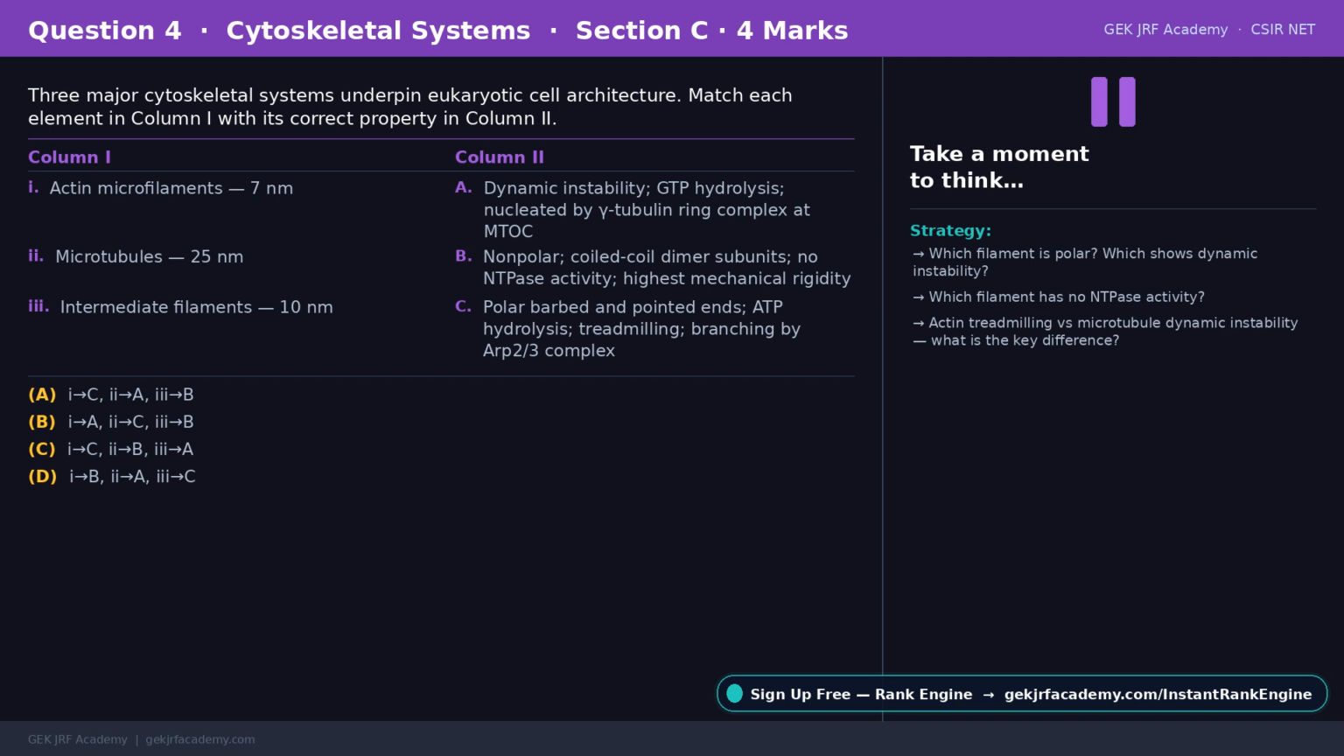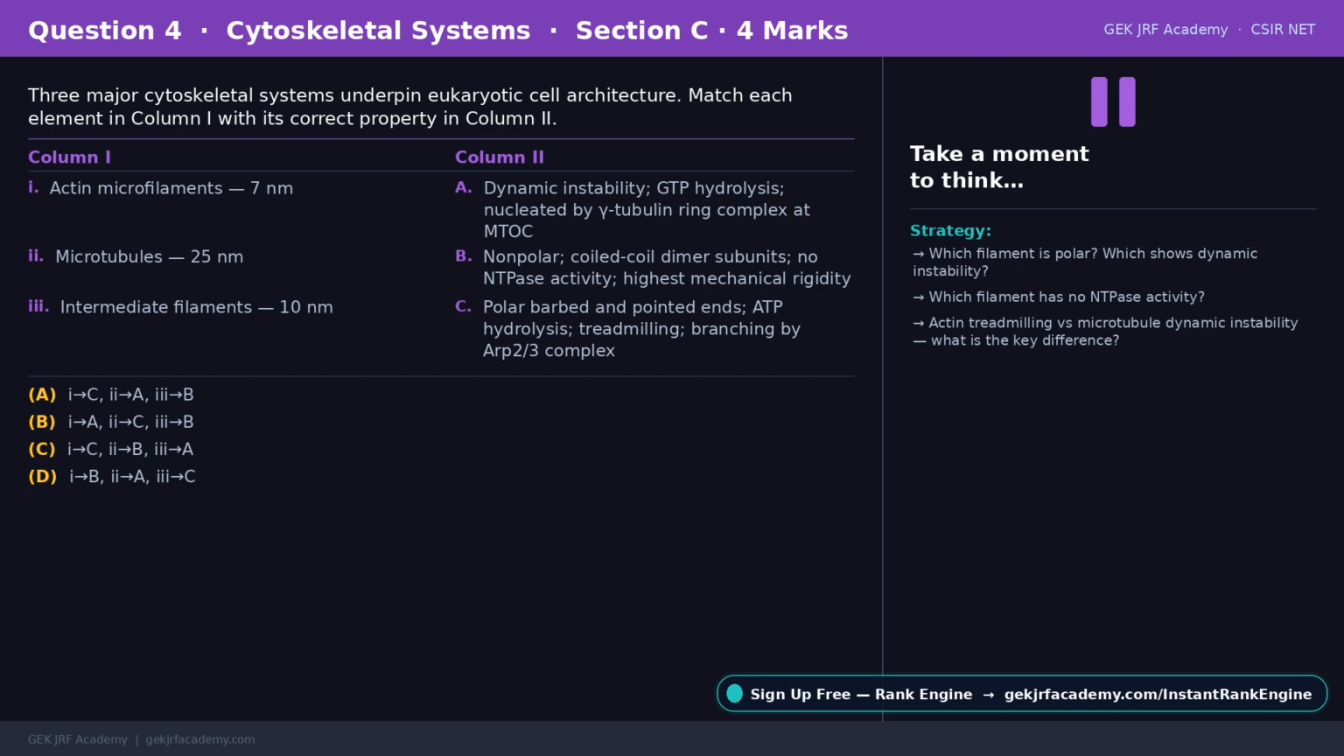Column II. Property A. Dynamic instability. GTP hydrolysis. Nucleated by gamma tubulin ring complex at MTOC. Property B. Nonpolar. Coiled coil dimer subunits. No NTPase activity. Highest mechanical rigidity. Property C. Polar barbed and pointed ends. ATP hydrolysis. Treadmilling. Branching by ARP 2/3 complex.